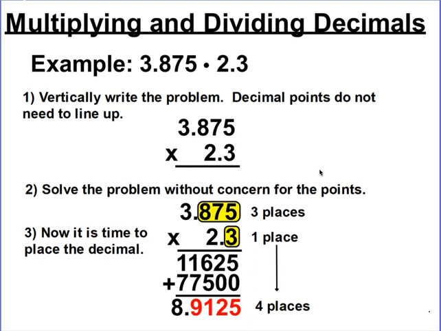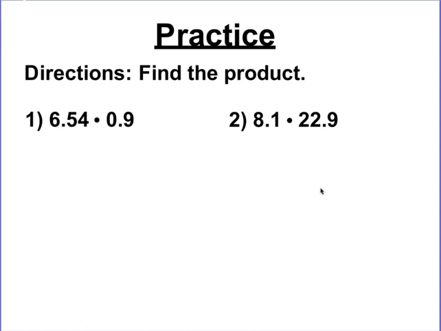So just don't forget that you have to add up your two numbers. You count up the places behind the decimal point in each number, and you add them up to get the number of places behind the decimal point in the answer. Okay, so hit pause, try out these two problems, and you can see how you did when I put the answers up in a minute.